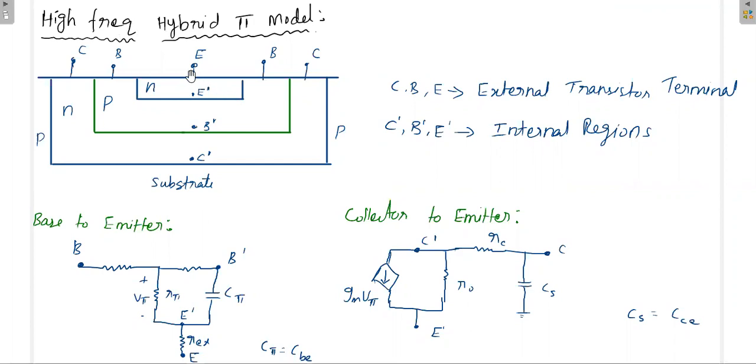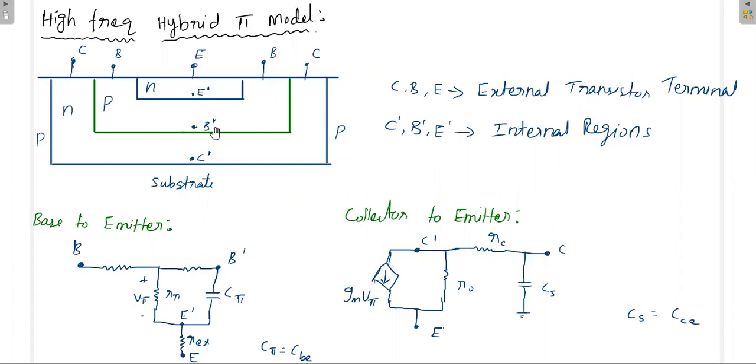At low frequency we were considering only the external terminals, that is collector, base, emitter. At high frequency we have to consider the internal regions, internal terminals also, that I have denoted C dash, B dash and E dash. This is E dash, the internal emitter region, B dash the internal base region, and C dash the internal collector region, and these are all external terminals: collector, base and emitter.